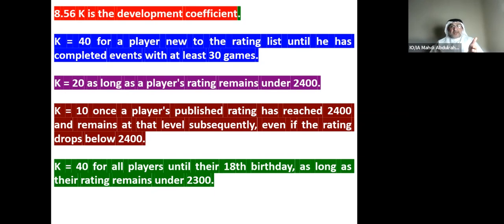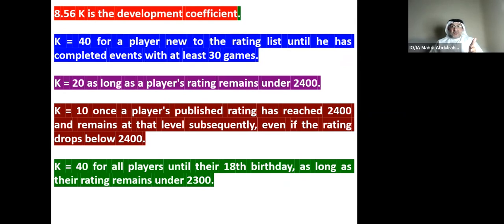So it became less than 2,400. My K factor will go back to 20? No, it cannot go back to 20. Once you reach the new K factor, it cannot go back, cannot change. It will be the same K factor until you upgrade to the next K factor.